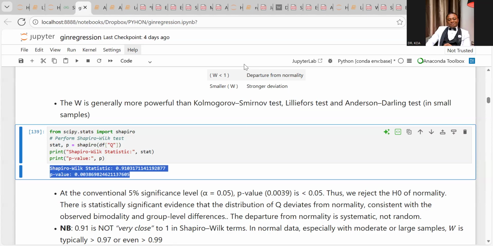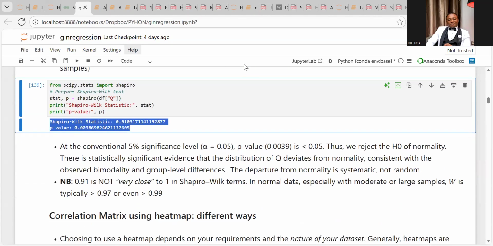All right. So the moment you see the 91%, you may be tempted. 91 is not very close to 1 at all in the Shapiro world. In the real world, especially with a lot of data, W is supposed to be between 0.97 or even 0.99. Now it becomes more believable.